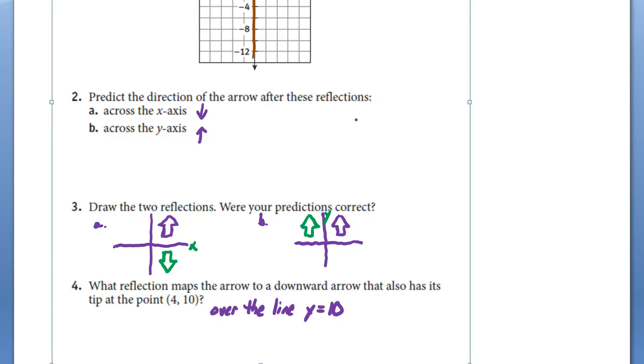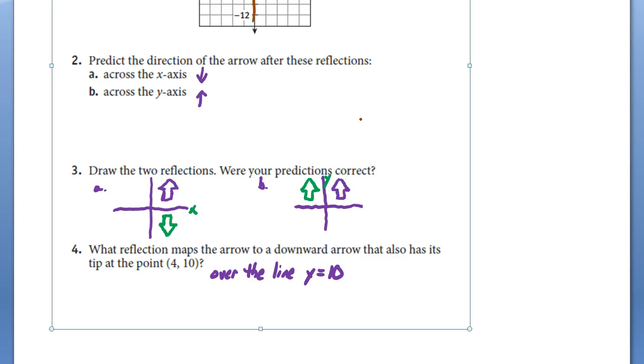Number 3, draw the two reflections. Were your predictions correct? And so here are my drawings of those reflections, taking that original arrow and reflecting it to the other side of the x-axis, and indeed it goes downwards. Question B, taking the original arrow that was in purple, reflecting it to the other side of the y-axis, and it looks the same as the original purple arrow.